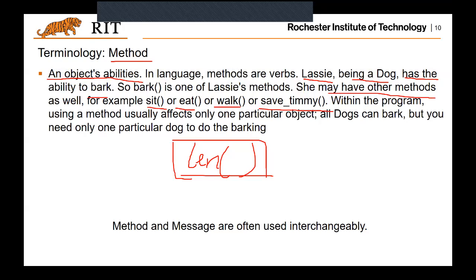And basically, within the program, you can utilize these methods to achieve some tasks, either independently or work together with other objects or other pieces of code. So that's how the method is represented in the object. Also, again, the method and the message are often used interchangeably, meaning they represent the same thing in the context of an object.